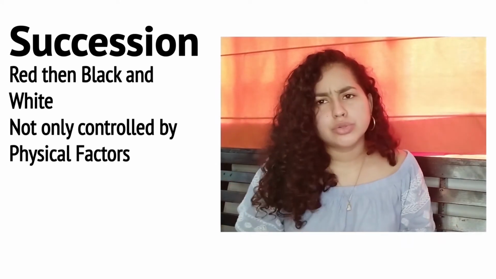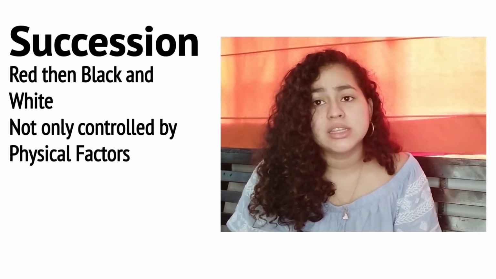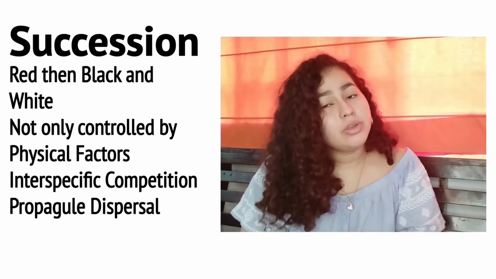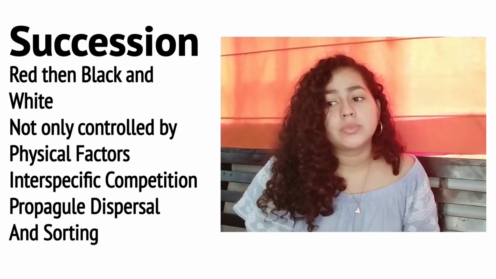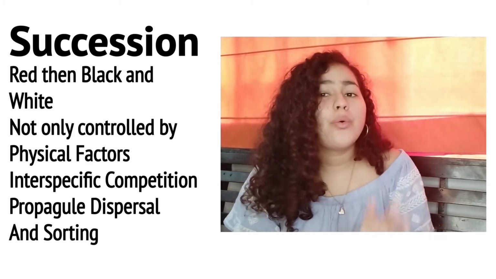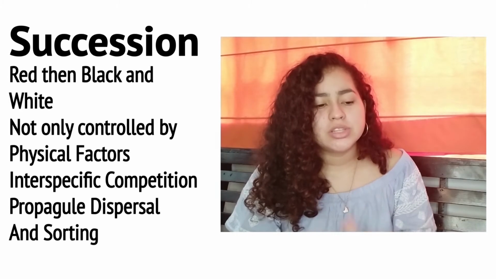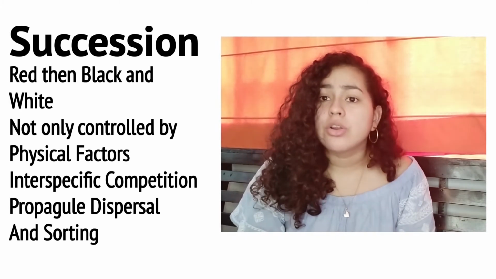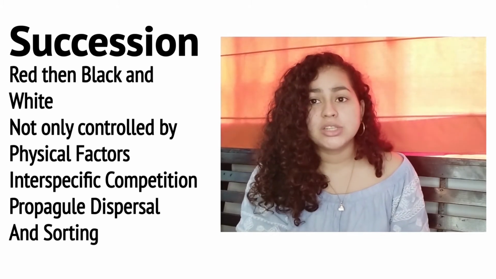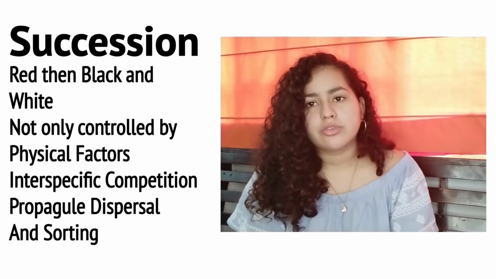Zonation is not controlled directly by physical factors, but by a combination of things such as interspecific competition, propagule dispersal, and sorting. Once the mangroves have reached equilibrium, change will only occur if disturbance happens. Disturbances can be natural, such as hurricanes or tsunamis, and they can also be human-induced, such as deforestation and the clearing of areas for the creation of land.